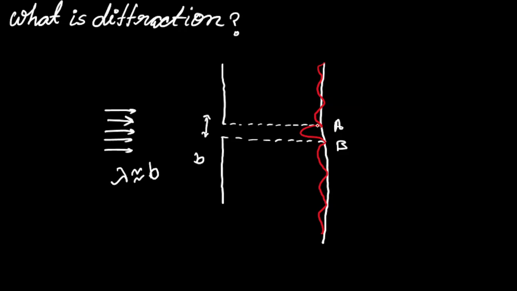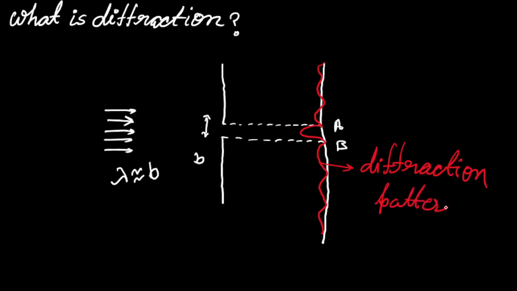So then what is diffraction? The spreading of light when it passes through a narrow slit is called diffraction, and the pattern created on the screen is called the diffraction pattern. So in this case, this is called the diffraction pattern. This phenomenon is called diffraction, and this intensity distribution on the screen is called the diffraction pattern.